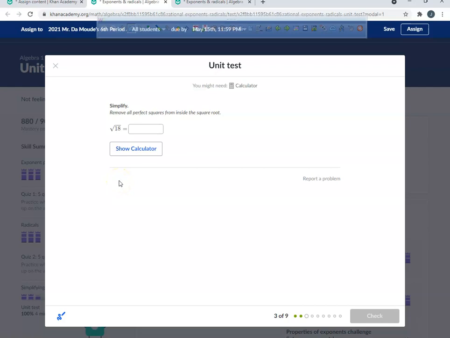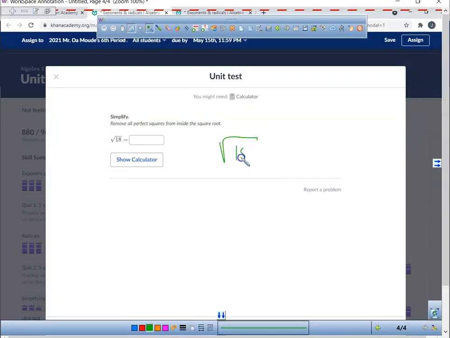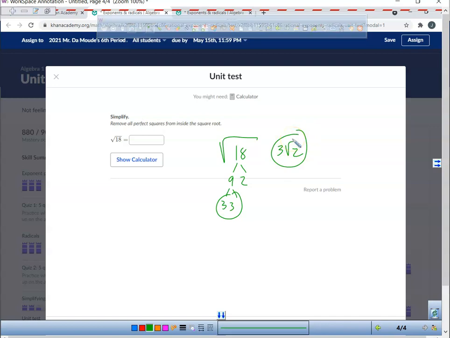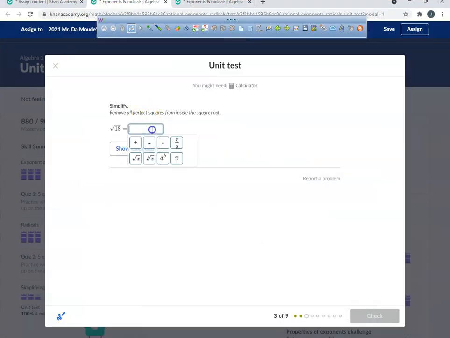Last one before I pause because I got another class. Okay. Square root of 18 is very easy. You just break that down into a 9 and a 2. 9 breaks down to a 3 and a 3. There's your pair. 3 radical 2 is your answer.